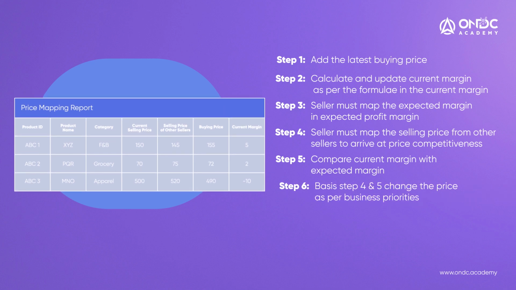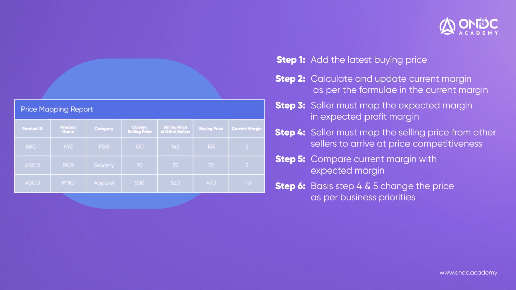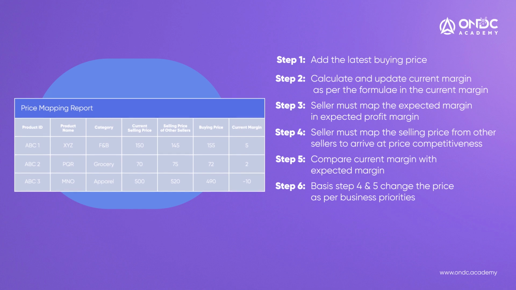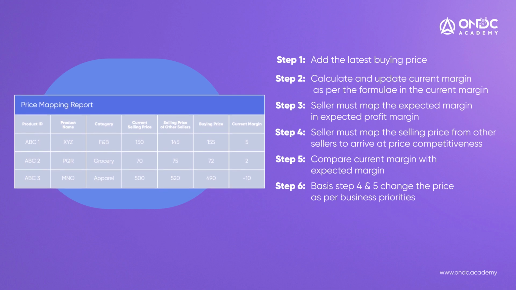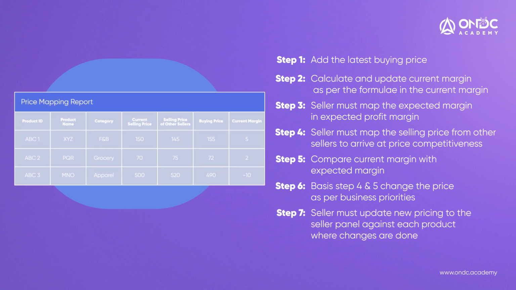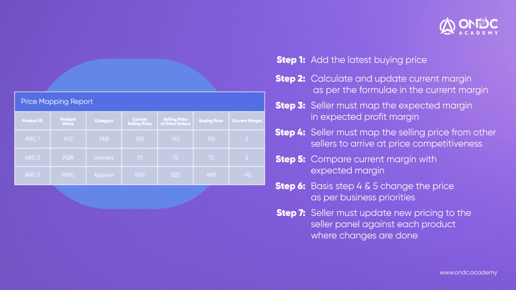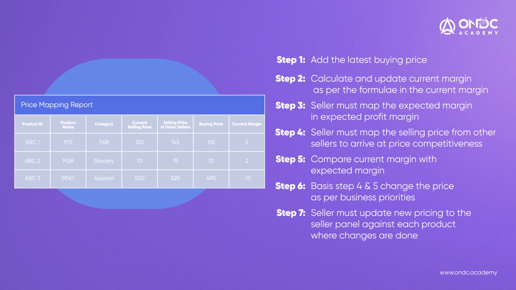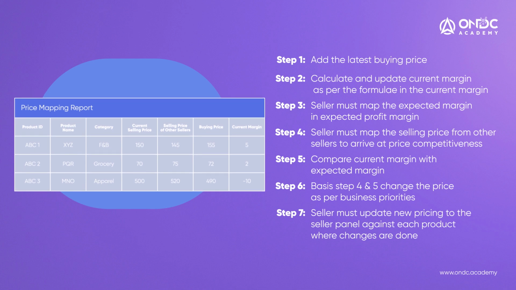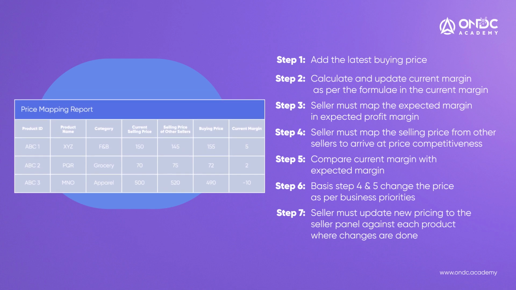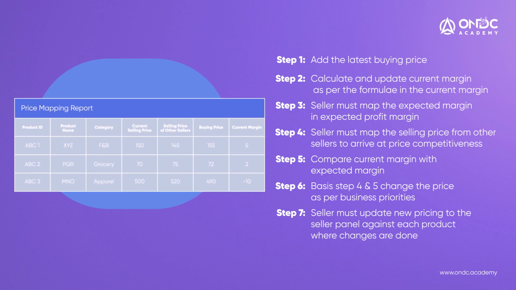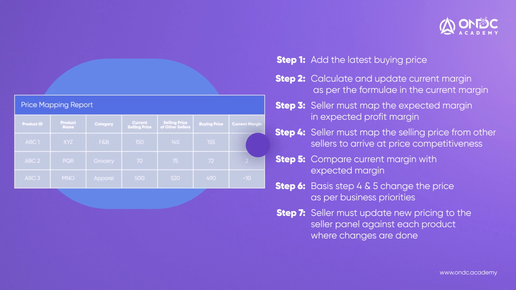Step 6. Basis steps 4 and 5, change the price as per business priorities. Step 7. Seller must update new pricing to the seller panel against each product where changes are done. Doing this exercise daily, especially for high-selling items, will help track prices and minimize seller cancellations due to pricing issues.